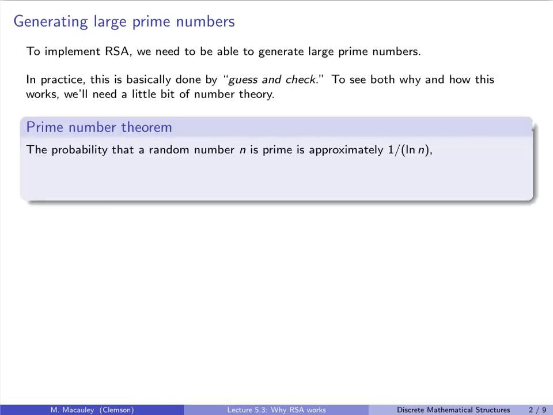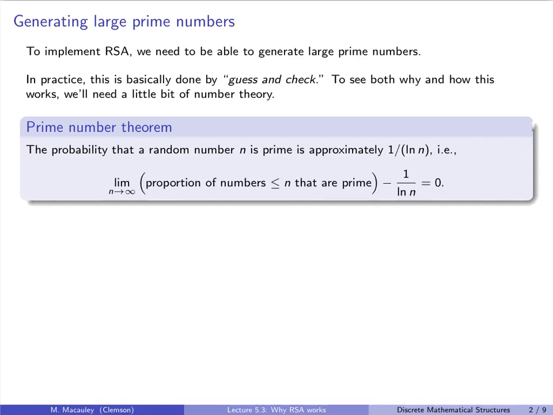This says the probability that a random number n is prime is approximately 1 divided by the natural log of n. And I should clarify that this is assuming that n is large. For small n, this is not a very good approximation, but as n gets larger and larger, it actually does approach this probability asymptotically. And of course, this probability approaches 0. But we can still use it for any finite n, and it's pretty accurate.